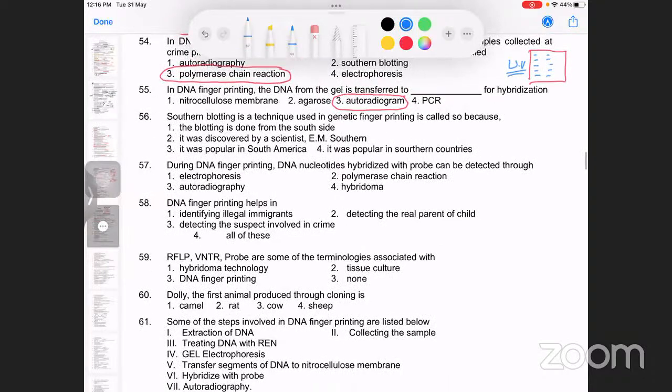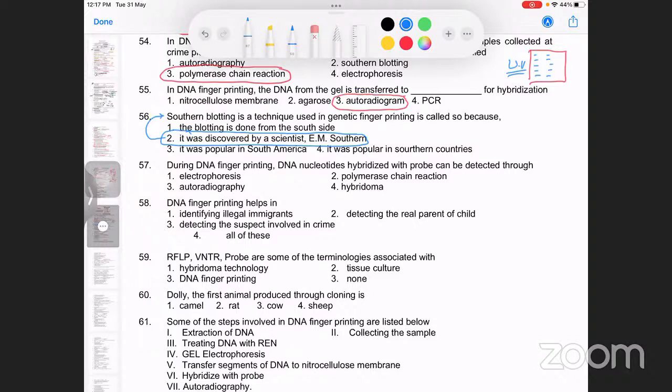Southern blotting is a technique used in genetic fingerprinting. It is called so because the blot is done from the south side. It was developed by a scientist, E.M. Southern. It was popular in southern countries, or it was discovered by a scientist, E.M. Southern. That is why it is called Southern blotting. It is a method of coating, layering protein with a dye, which makes the protein, or the fragments of proteins, visible.